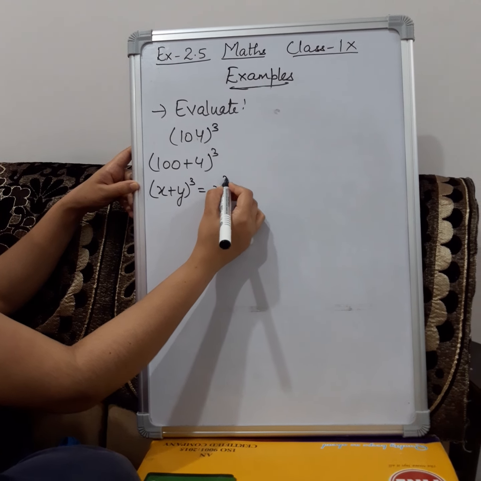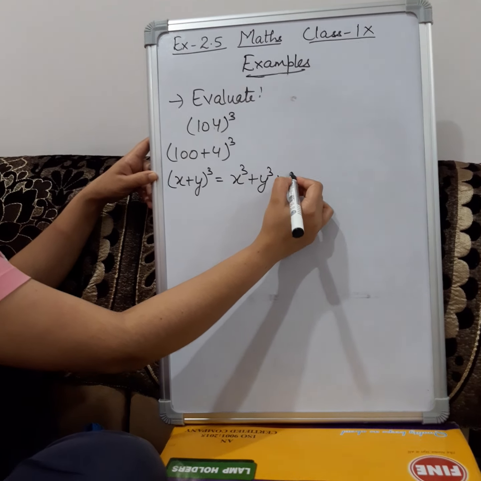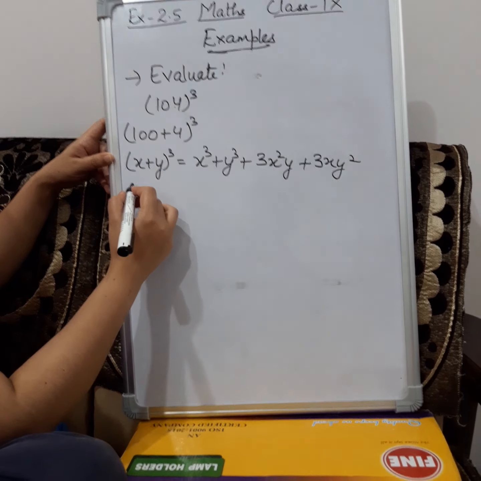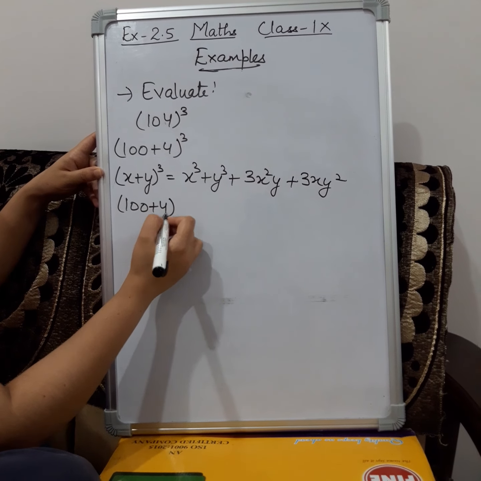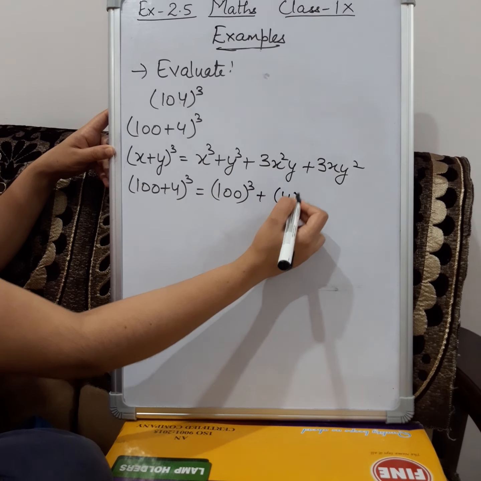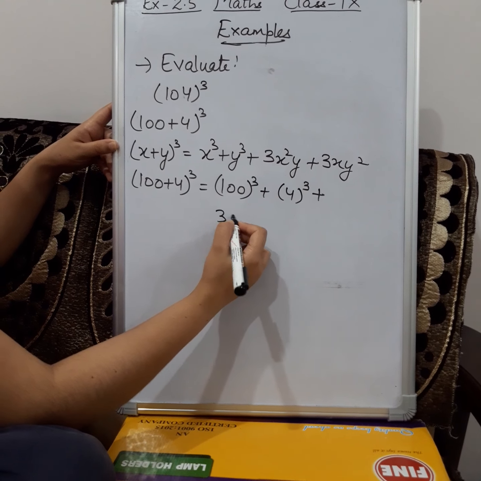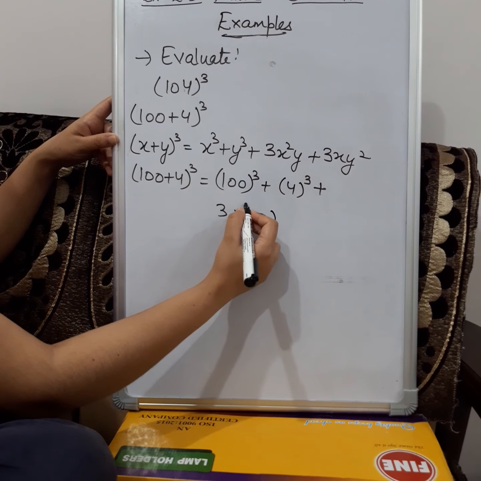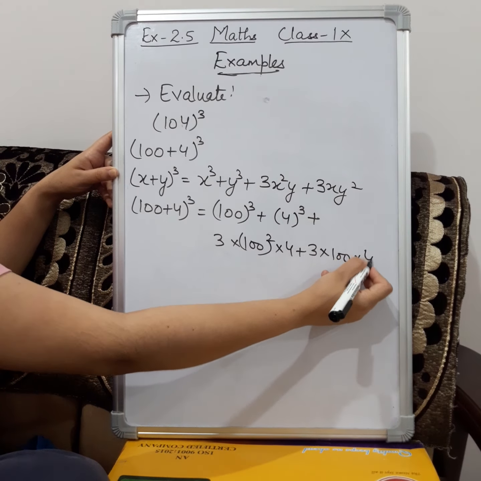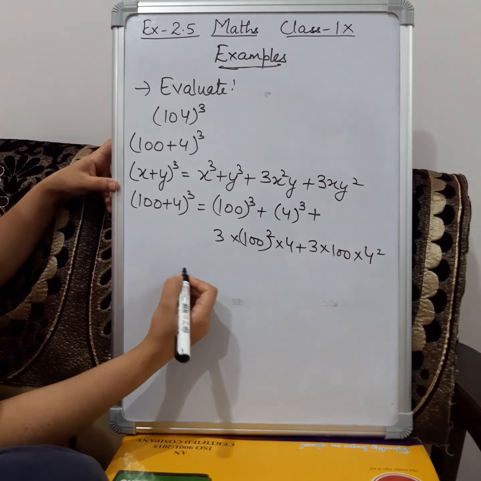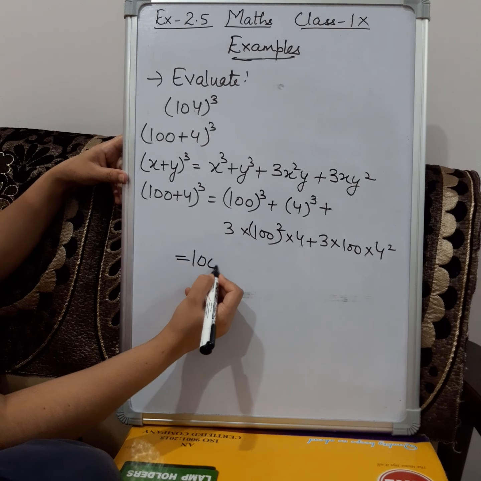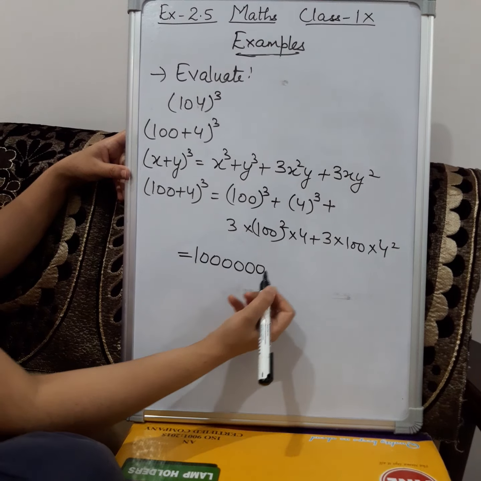Now, we have just discussed x cube plus y cube plus 3x square y plus 3xy square. So (100 + 4) cube will be equal to 100 cube plus 4 cube plus 3 into x square, means 100 square into 4, plus 3 into 100 into 4 square. So what will be the answer? See, here it is cube. Generally children make mistakes in this. So it will be this thing.